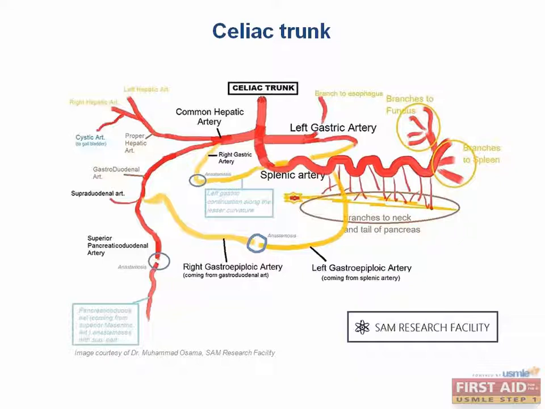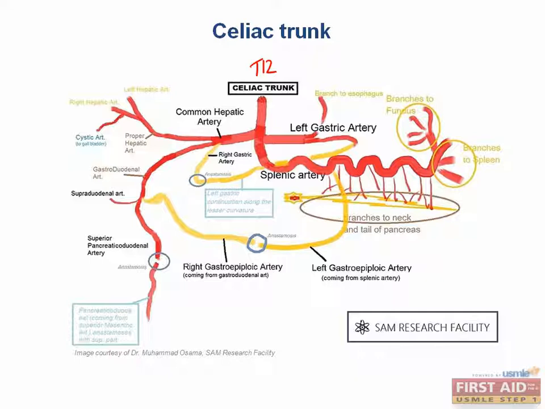Let's next talk more about the celiac trunk. I think you'll find it helpful to draw this out on your own a number of times. But right now, let's go over the path of the blood flow. Do you remember where the celiac trunk comes off of the aorta? Again, it's T12. Can you tell that it's important?